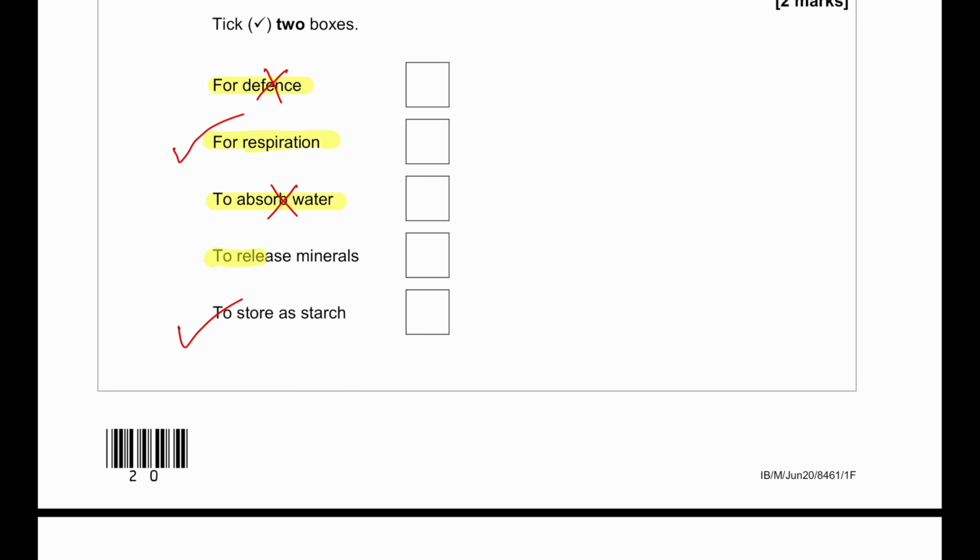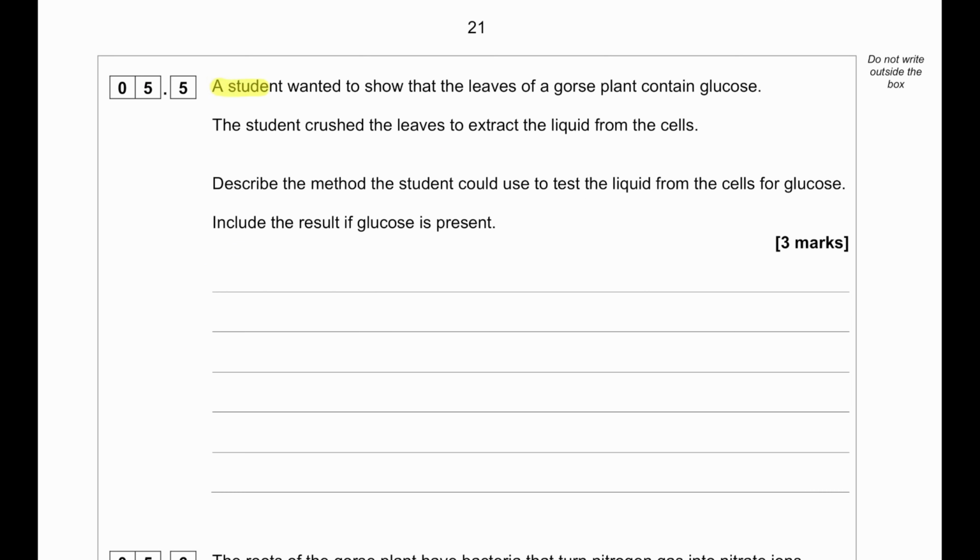To release mineral ions. Glucose does not contain any mineral ion, so the answer will be for respiration and to store as starch. A student wanted to show that the leaves of the gorse plant contain glucose. The student crushed the leaves to extract the liquid from the cells. Describe the method the student could use to test the liquid from the cells for glucose. Include the results if the glucose is present.